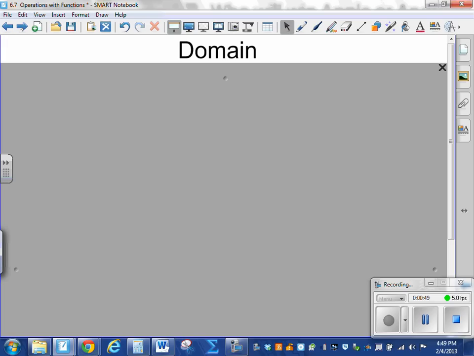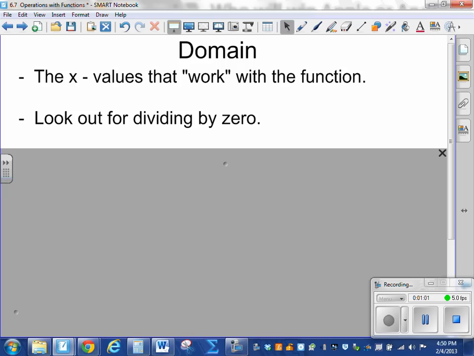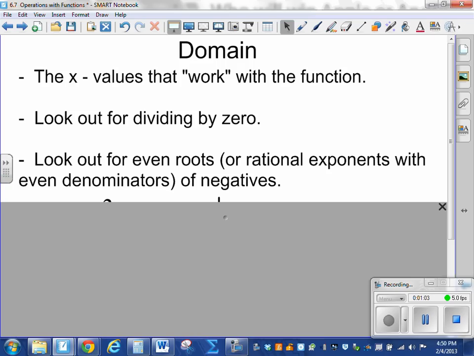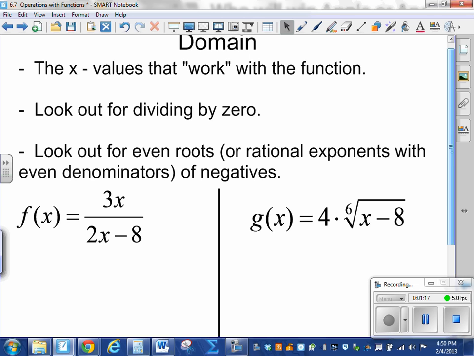So we went over that in class. So just a little recap of the domain. The x values that work with the function are your domain. So that's what you're allowed to plug in. So what I told you guys was the main things that you should be looking out for are dividing by 0 and look out for even roots or rational exponents with even denominators of negatives, because even roots of negatives produce complex numbers, and we don't want that.